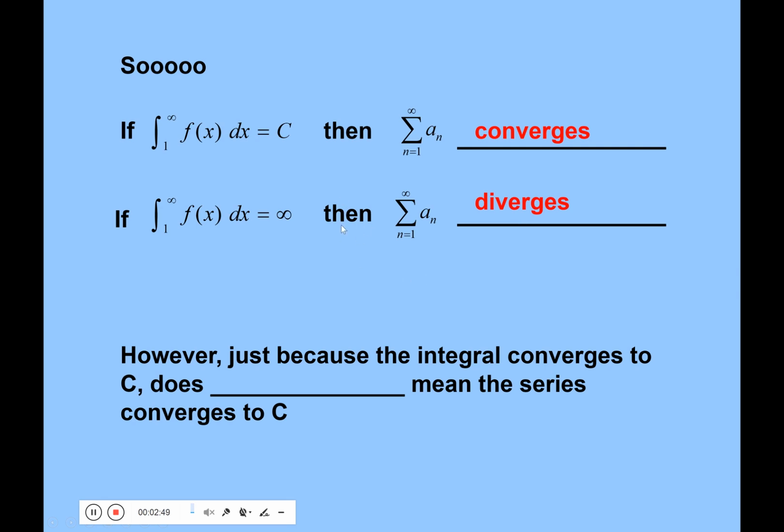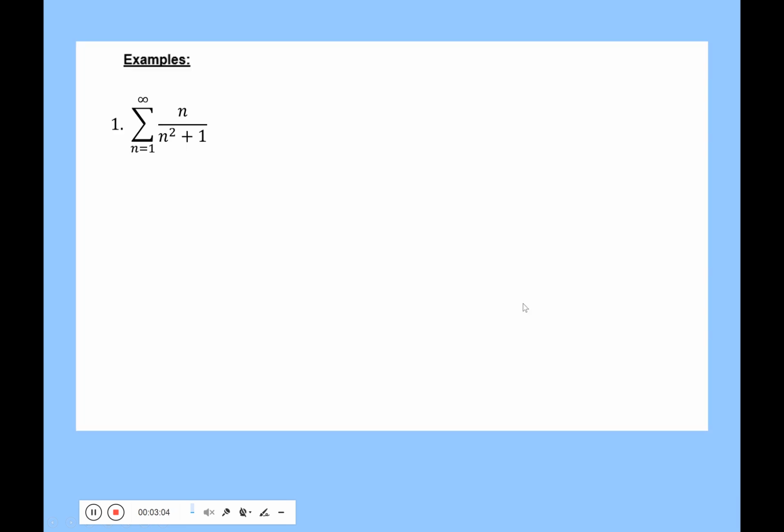Okay, one thing to keep in mind is just because the integral converges to a specific value c, that does not mean that the series converges to c. So just because, say, the integral equals 2, that doesn't mean that the sum of the series comes out to be 2. Okay, so let's look at this first example.